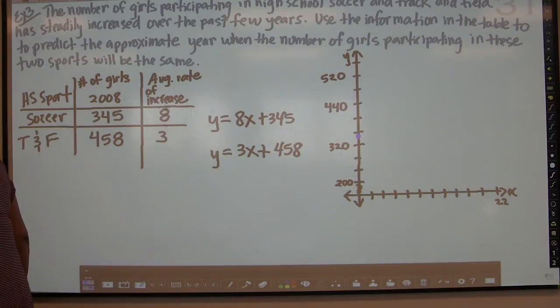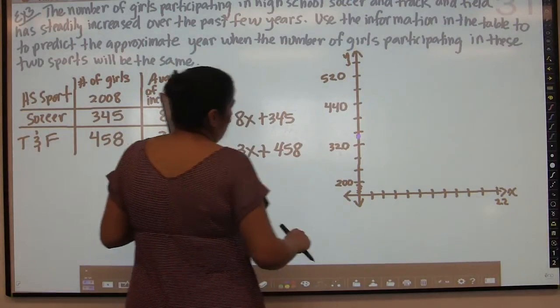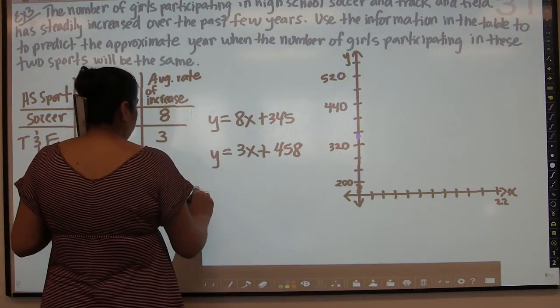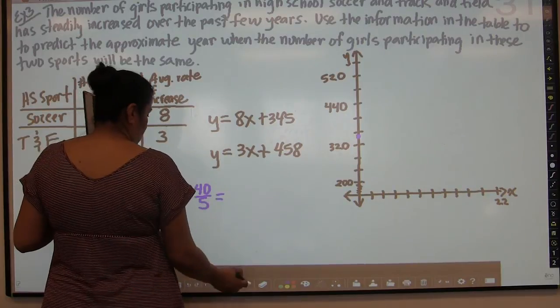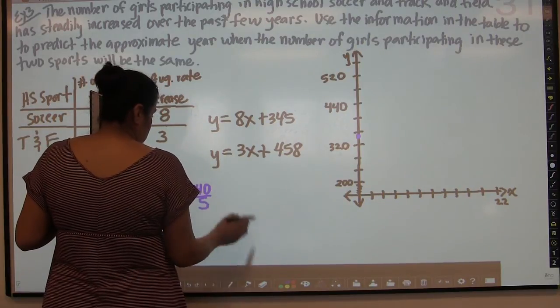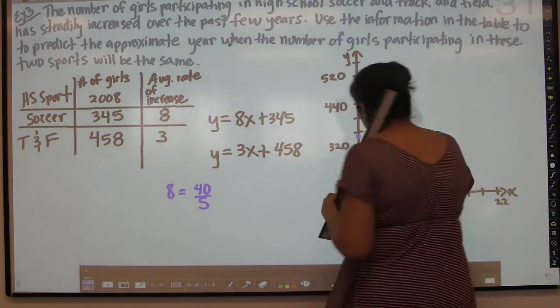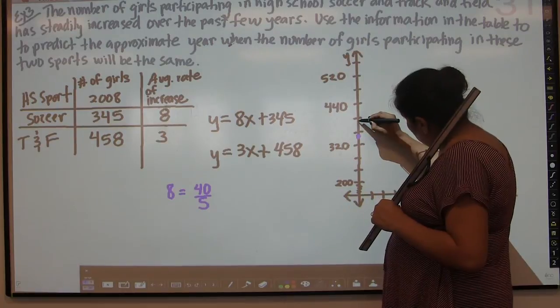8 and over 1. But the problem with that is, again, you don't really know how to go 8 over 1, right? So I want to convert 8 to a bigger number. So 40 divided by 5 is the same thing as 8. So for me, since each of these tick marks is 40, it's a lot easier for me to go up 40 and then over 5.